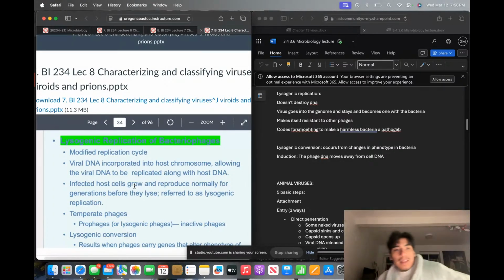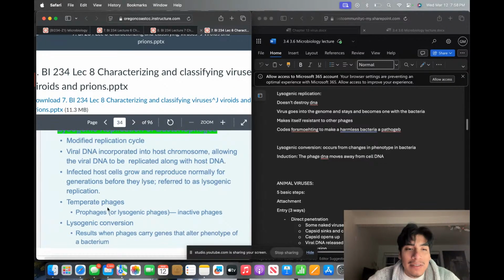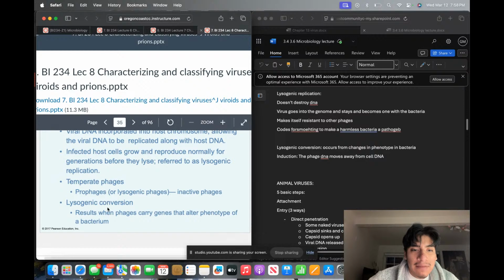All right. So viral DNA is incorporated, and before they lyse, they lyse later instead of just immediately. The infected host is able to replicate normally, and those other cells that it replicates are also infected. So temperate phages, prophages, and active phages. Lysogenic conversion results when phages carry genes that alter phenotype. So lysogenic conversion would be the converting of the host cell's DNA.